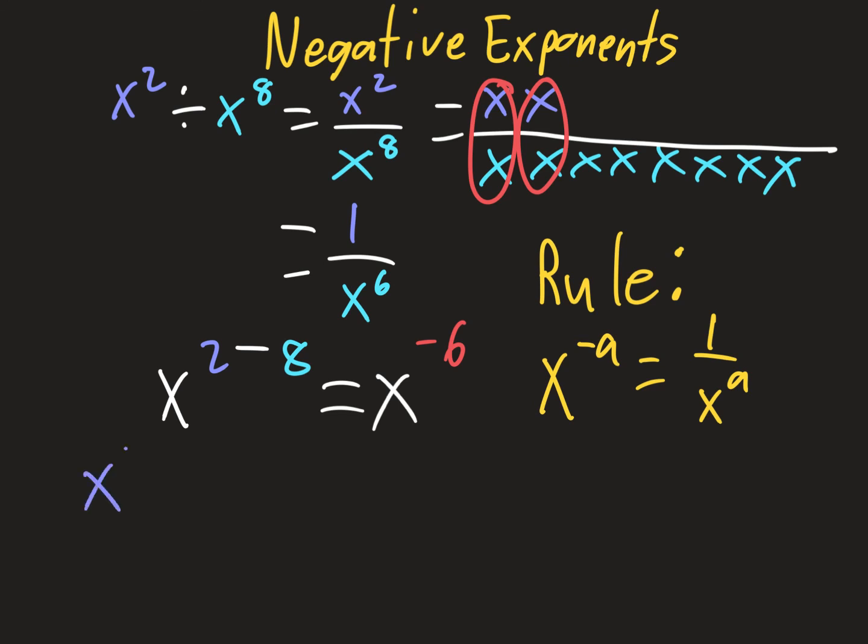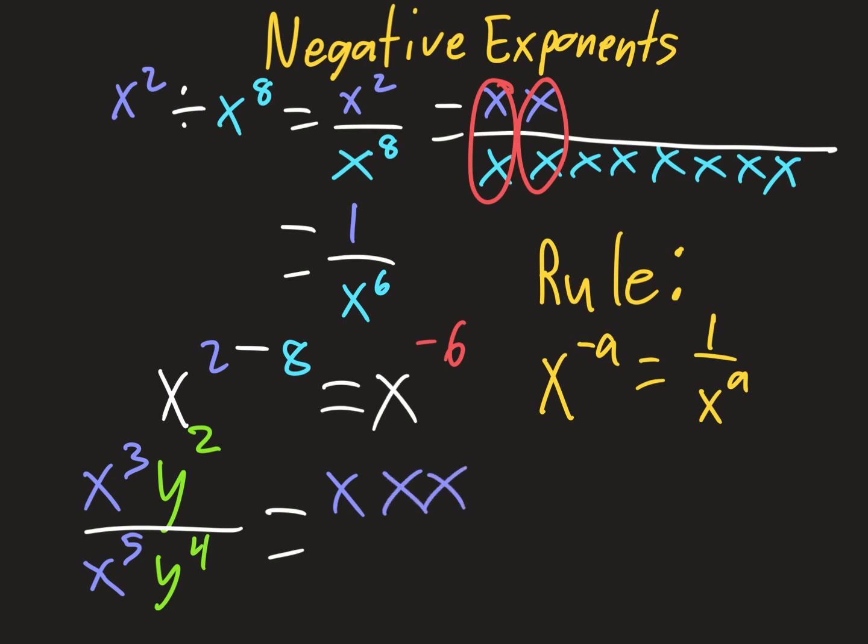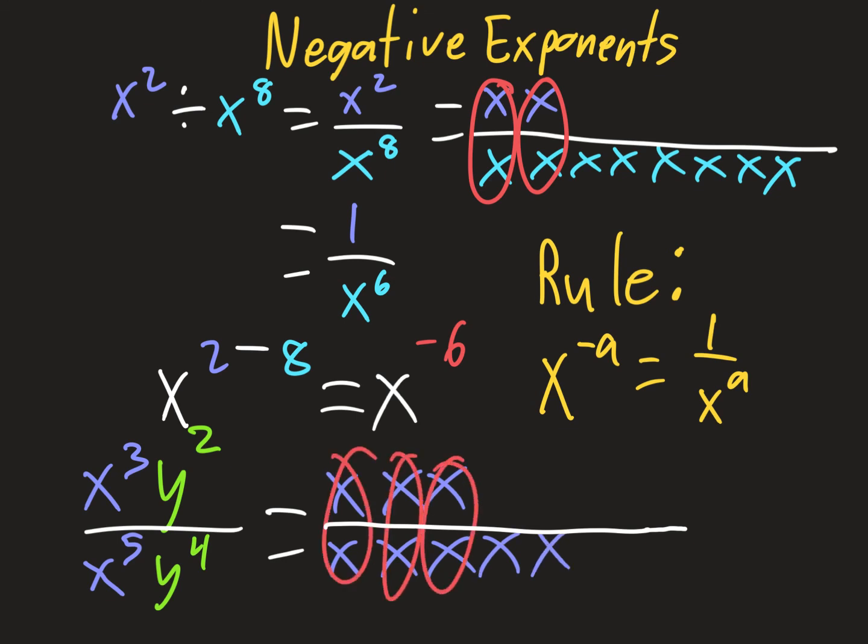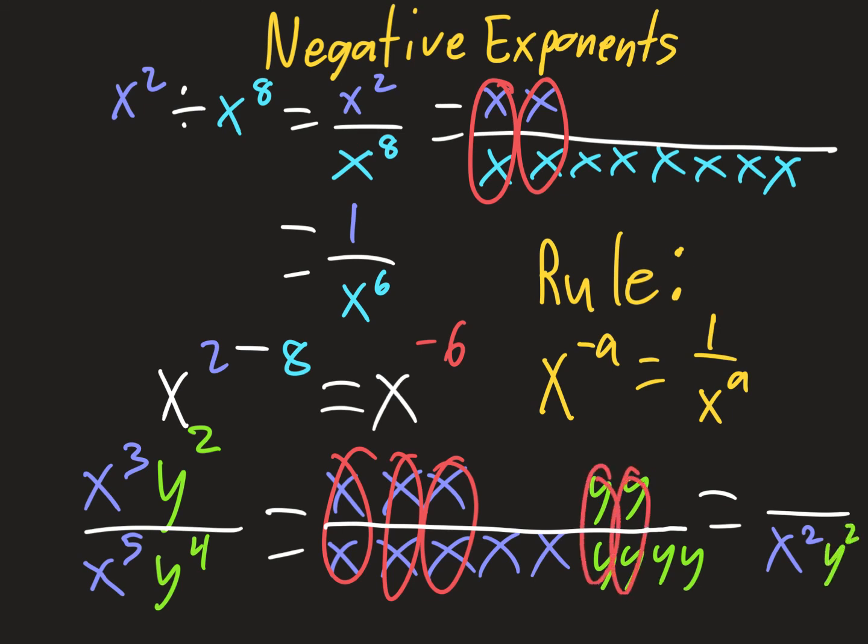x to the third power times y to the second power all over the quantity x to the fifth times y to the fourth. If we were to write this out, we would have 3 x's on the top and 5 x's on the bottom. When the pairs are canceled out, we are left with x squared in the denominator. We also have 2 y's on the top and 4 on the bottom. When the pairs of y's are canceled out, we're left with 2 y's on the bottom, so y squared.